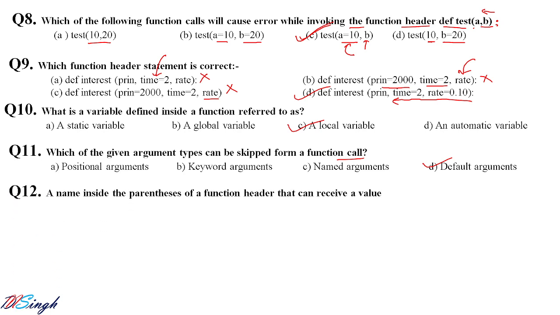Okay, a name inside the parenthesis of a function header that can receive a value, that is called a parameter. Inside the function header, the names given are called parameters. Like you have here the function header, so these a and b are called parameters.